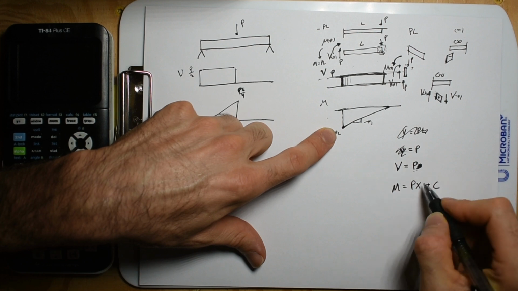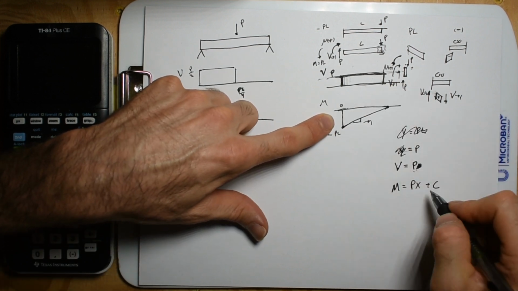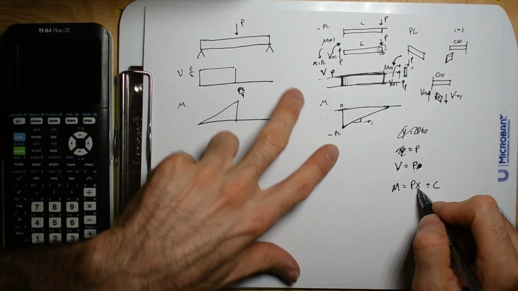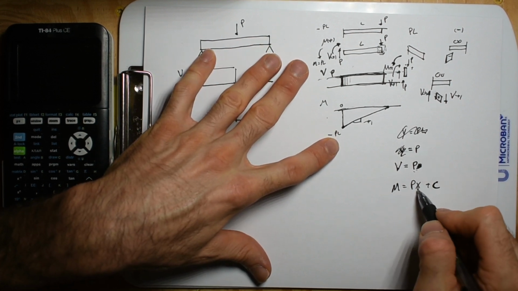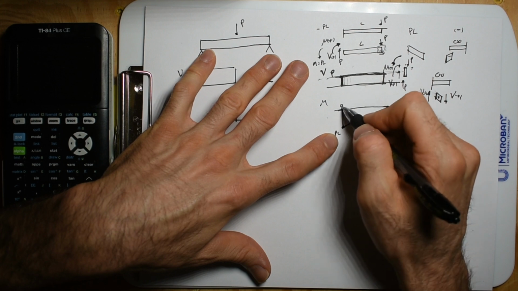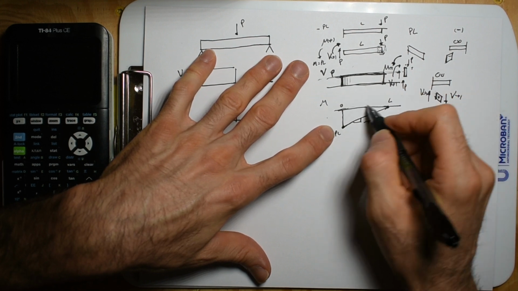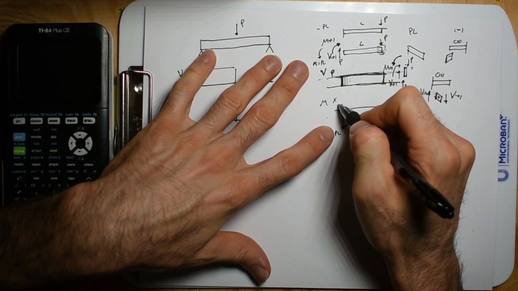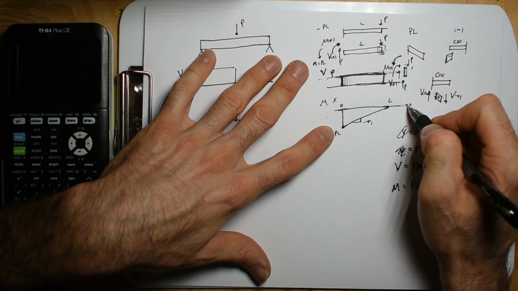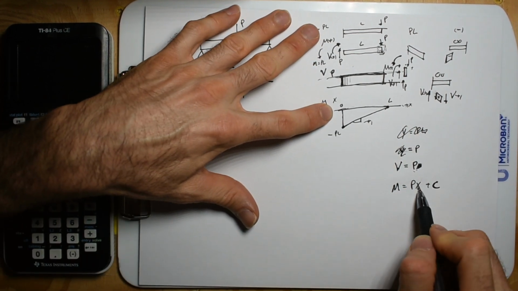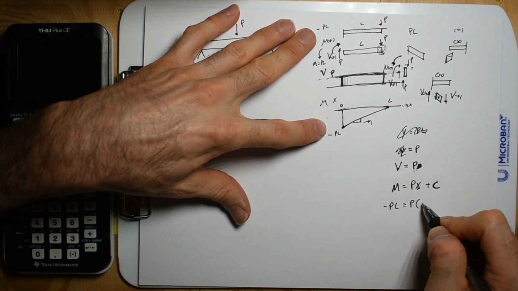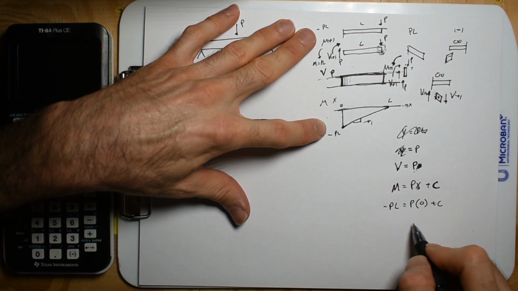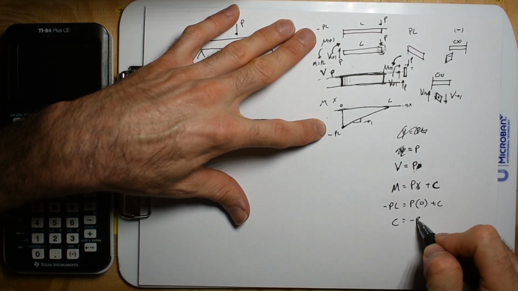And when we have an x value of 0, hell yeah, this is the first time where we do get a constant of integration. Because our length is 0 to L, this is x, this is the origin, this is positive x. When we throw in a value of x, our moment is negative PL. So we have negative PL is equal to P times 0 plus C. So now we know that our constant of integration is negative PL.